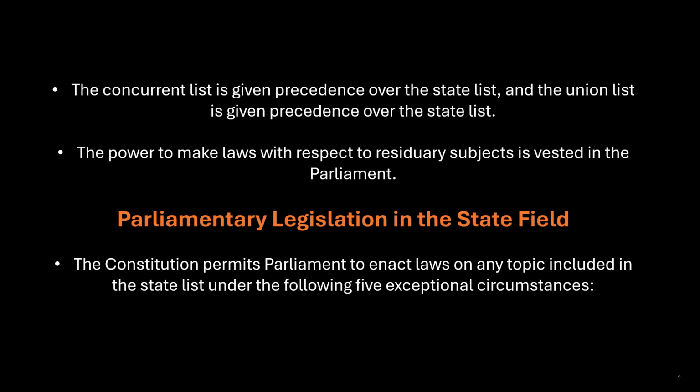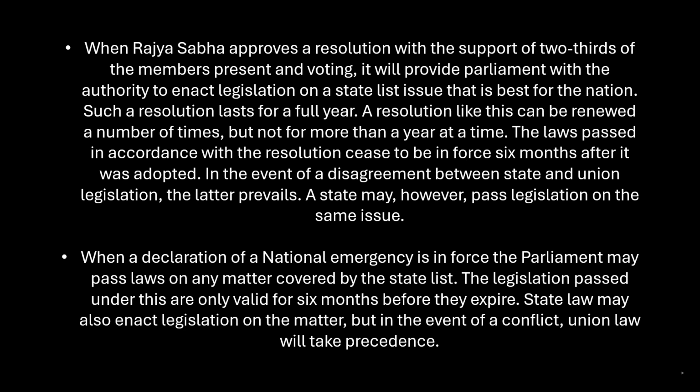Parliamentary legislation in the state field. The Constitution permits Parliament to enact laws on any topic included in the state list under the following 5 exceptional circumstances. When Rajya Sabha approves a resolution with the support of 2/3 of the members present and voting, it will provide Parliament with the authority to enact legislation on a state list issue that is in the national interest. Such a resolution lasts for a full year. A resolution like this can be renewed a number of times, but not for more than a year at a time. The laws passed in accordance with the resolution cease to be in force 6 months after it was adopted.